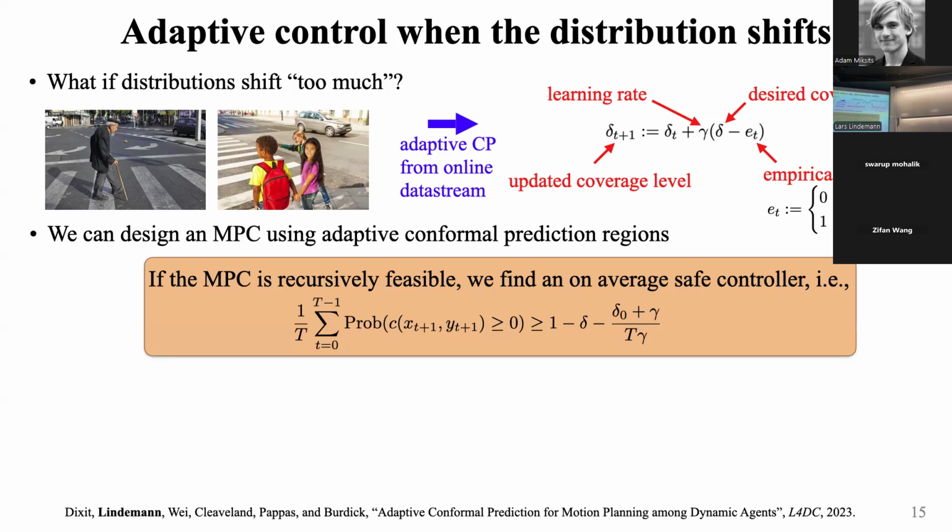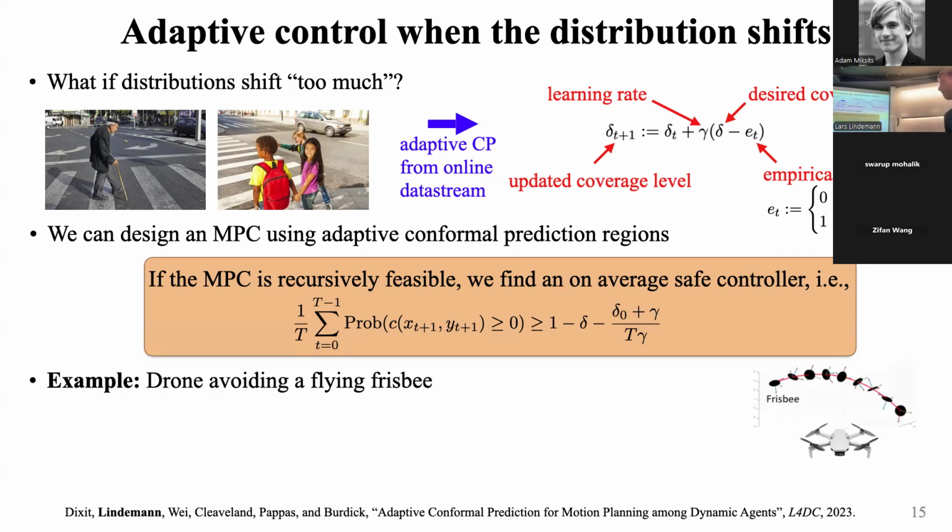Again, if this MPC using these adaptive regions is recursively feasible, we find an on average safe controller, meaning that we average pointwise, so in time, over our safety constraints. And we see that now this pointwise average only holds with 1 minus delta minus a correction term. This correction term asymptotically, as capital T goes to infinity, goes to 0, okay? So you get on average safety and you get asymptotic guarantees. This is important to be aware of.